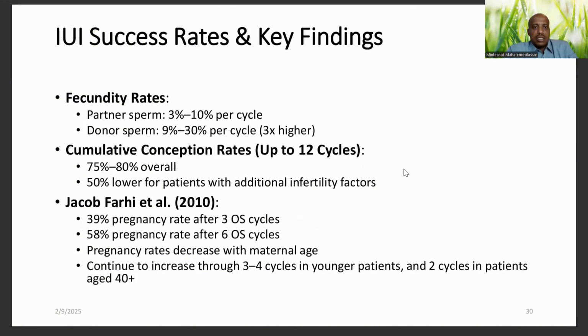When you see the success based on the sperm, if we are using partner sperm, the success rate may be low. If we are using donor sperm, the success rate obviously is high. If you increase the number of cycles, the IUI success will be good. So in a young patient, if you do IUI 3 to 4 times, the success rate will be good. But in an old patient more than 40, you should not try more than 2 cycles because the success rate after this will be low.